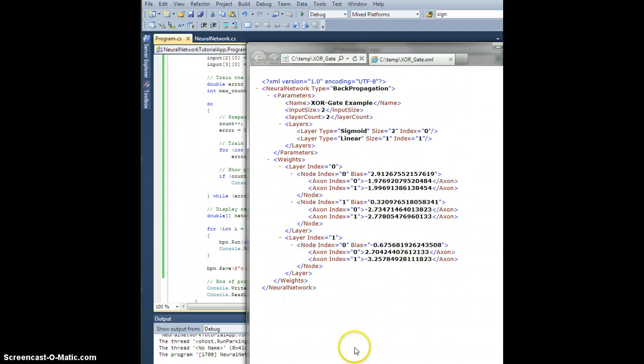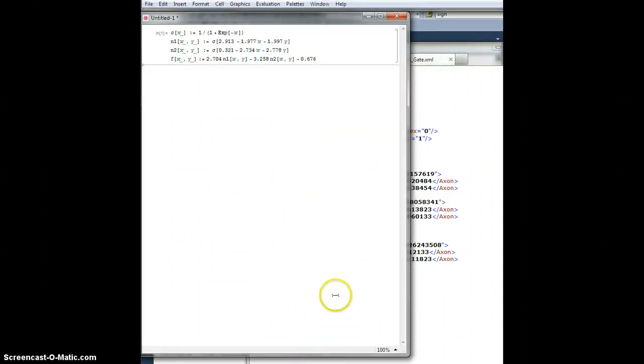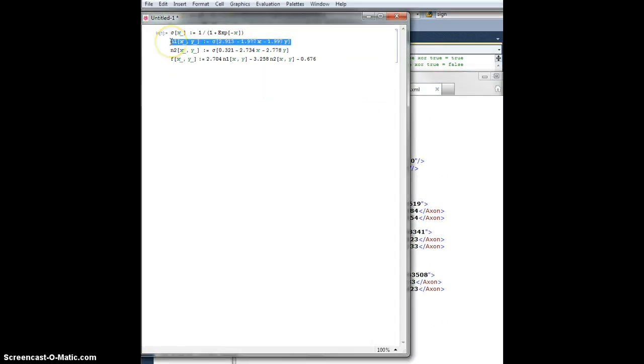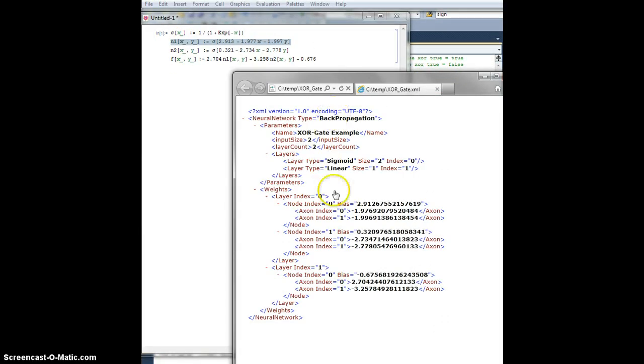So what I've done is taken these weights and this bias and started building up these functions in Mathematica. Now don't worry about the syntax here, but all I did was define the sigmoid transfer function that we're using. This is N1, this is the output from the first node, right? This right here is exactly our values of the XML. So let's go through node 1, for example. Okay, so node 1 is the sigmoid, right? That's our transfer function of this expression on the inside.